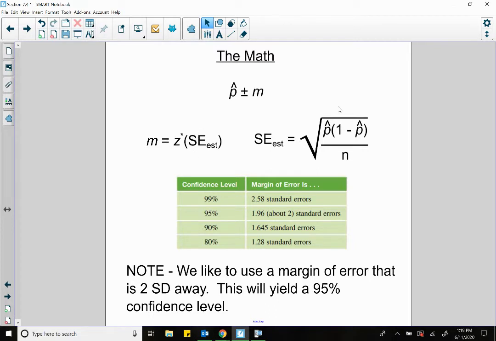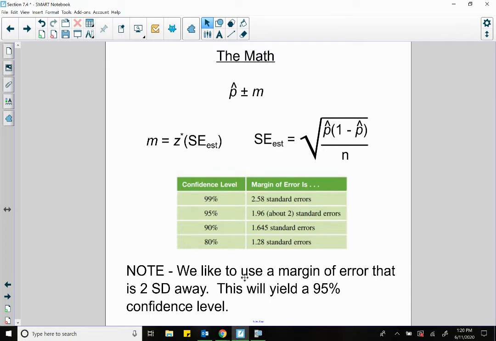And then obviously you already know how to find the standard error. This time it's actually using p hat because we do not know the actual population proportion. When you take this number times the standard error, that gives you the margin of error. And then you can figure out your confidence interval. That's the math behind it. I will show you how to do this by hand once. Other than that, I'm going to use technology.